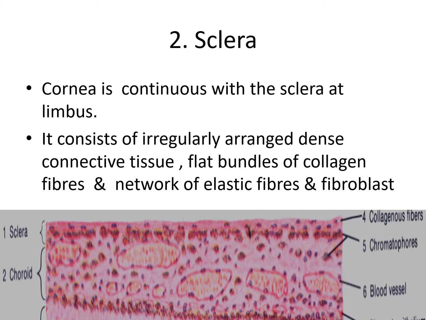The optic nerve is attached to the back of the eyeball, a short distance medial to the posterior pole. Here the sclera is perforated like a sieve. This area is therefore called the lamina cribrosa.